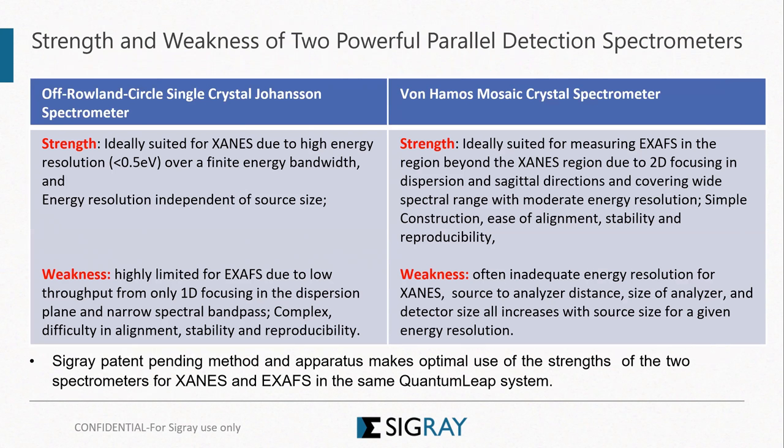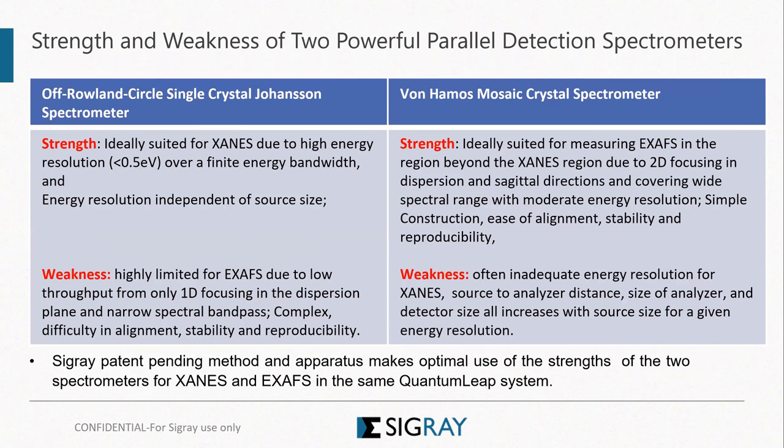Von Hamos mosaic crystal spectrometer, on the other hand, is complementary. Whatever is weaker in the off-Roland circle geometry is stronger in the Von Hamos geometry. Their strengths and weaknesses are just reversed. So our system can easily switch between the two modes. When we need high resolution for XANES measurement, we use off-Roland circle geometry. When we need to do XAFS with high flux and low energy resolution, we can use the Von Hamos mosaic crystal geometry. We can also combine the two spectra to get very high energy resolution near the absorption edge and high flux in the far XAFS region.